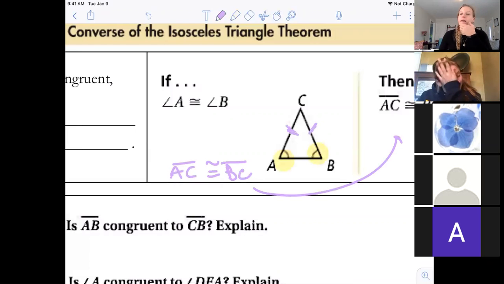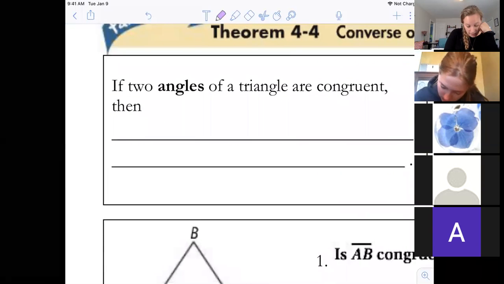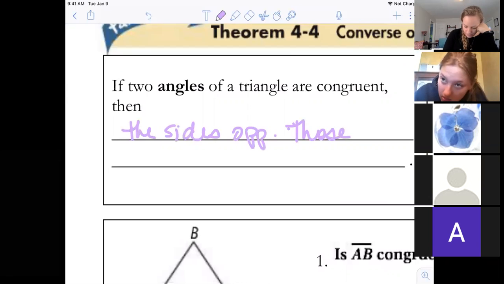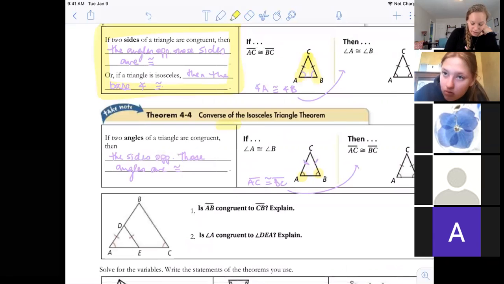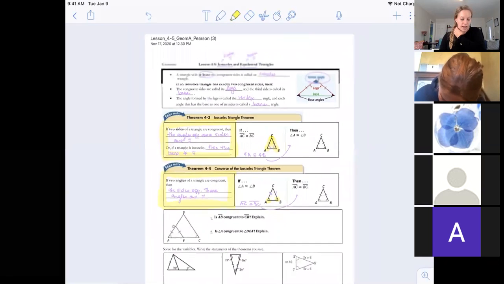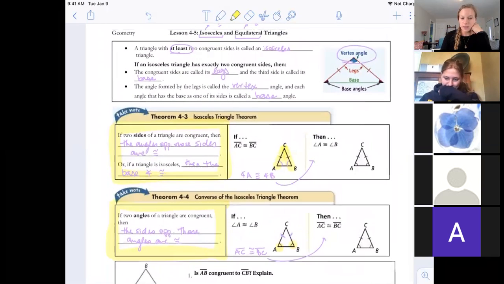Whatever. In words, we'd write, if two angles of a triangle are congruent, then the sides opposite those angles are congruent. And again, this is another theorem we're going to refer back to in a few minutes. All right, any questions on the vocab or the theorems that we've just talked about so far on this note sheet?